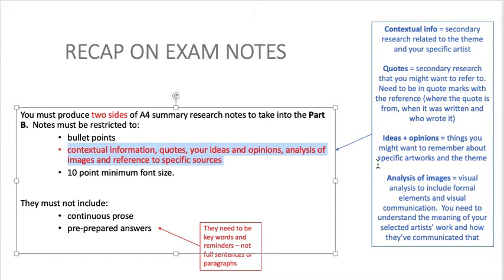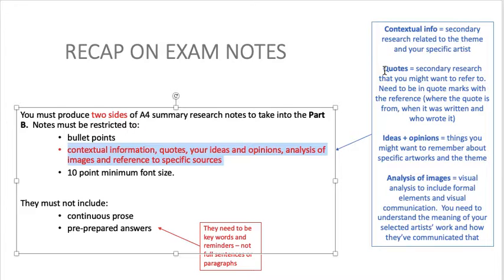So at the side here in the blue, I've given you a recap on what those things mean. So the first one is contextual information. This is secondary research related to the theme and related to your artist. Remember, I don't care when they're born, I don't care where they went to school. I care about the theme, and I care about any relevant details like that the artist had a difficult background or that the artist was from a certain culture. All of that stuff matters. All the superfluous stuff about what colour the hair is doesn't matter.